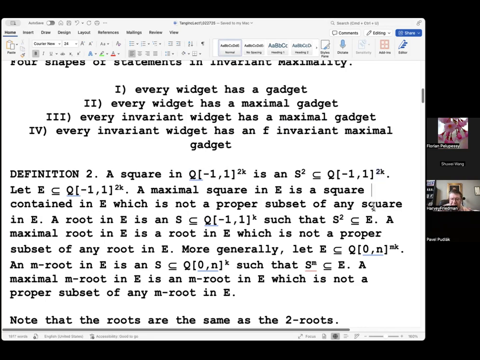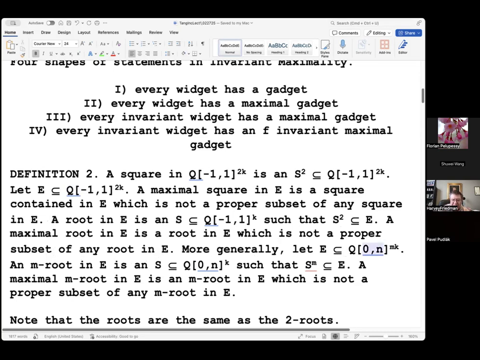S squared contained in Q minus 2K. Now, let E be a subset of Q minus 2K. A maximal square in E is a square contained in E which is not a proper subset of any square in E. A root in E is an S contained in Q minus 1 to the K, such that S squared is contained in E. And a maximal root is a root which is not a proper subset of any root.